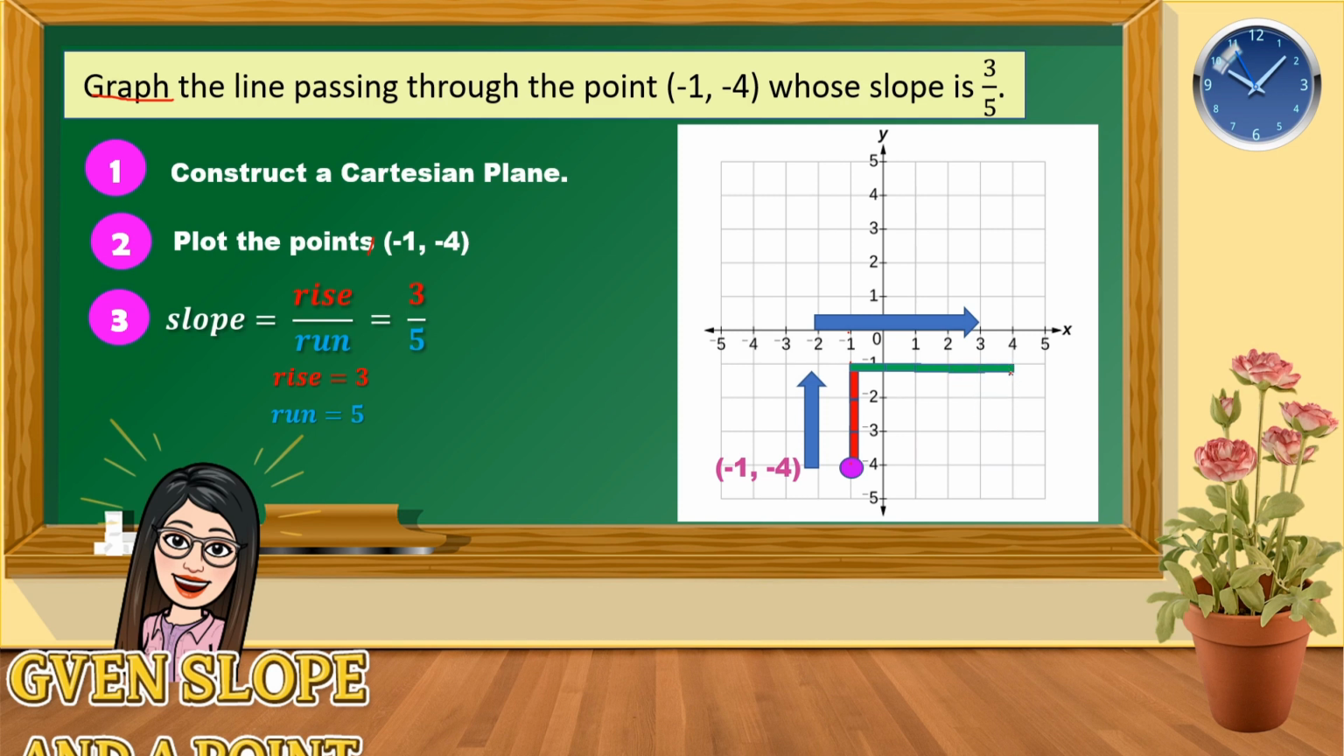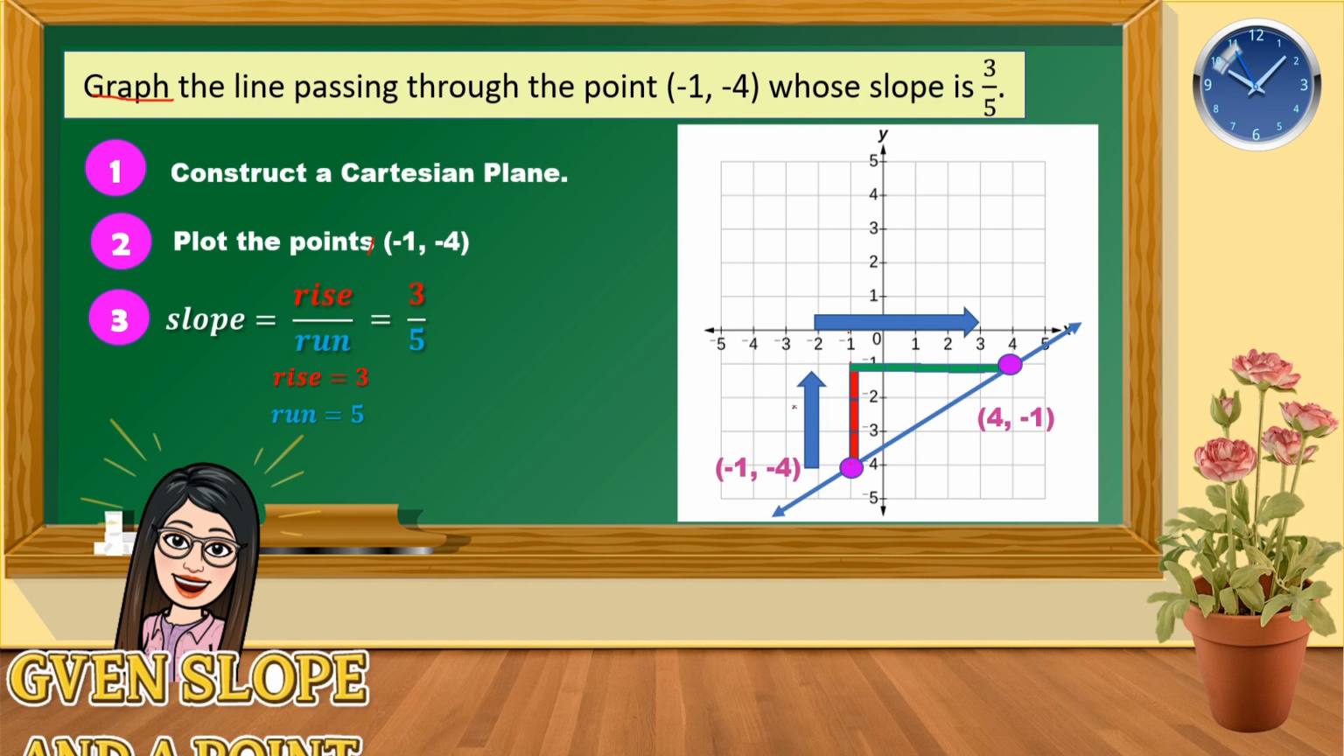Okay. So, meron na tayo ngayon ditong point. So, kung saan tayo nag-stop, yan na ngayon yung ating second point. And our second point is 4, -1. Okay? And then, since meron na tayong 2 points, we can now construct a line. And there you go. This is now our graph of the line passing through the point -1, -4, whose slope is 3 over 5. As you can see, the direction of the graph is going to the right, so therefore the slope is positive. And as you can see, the given slope here is positive.